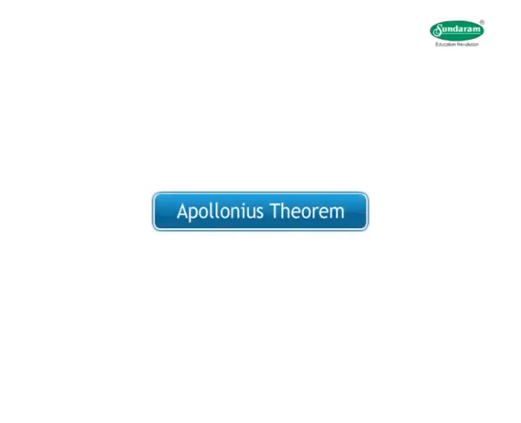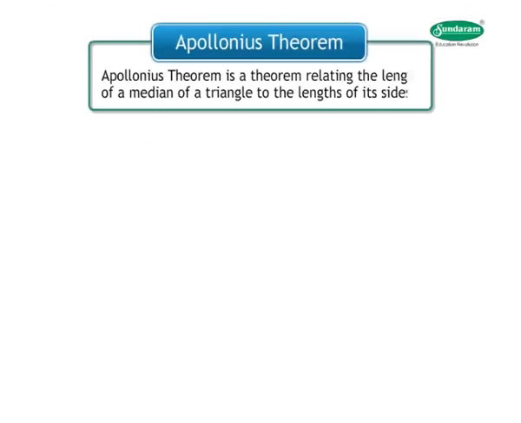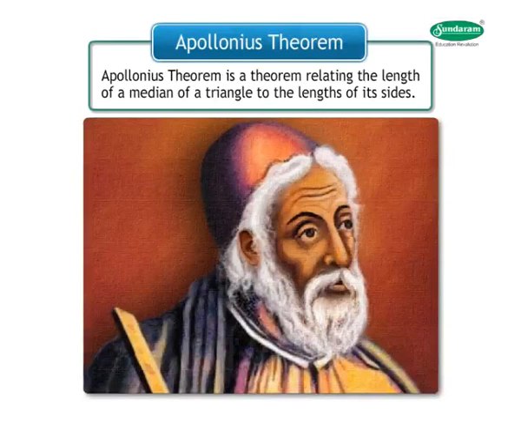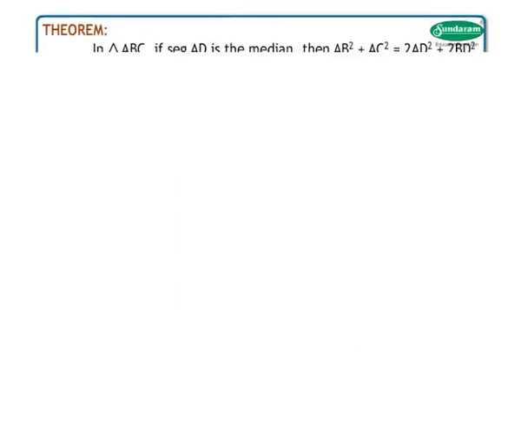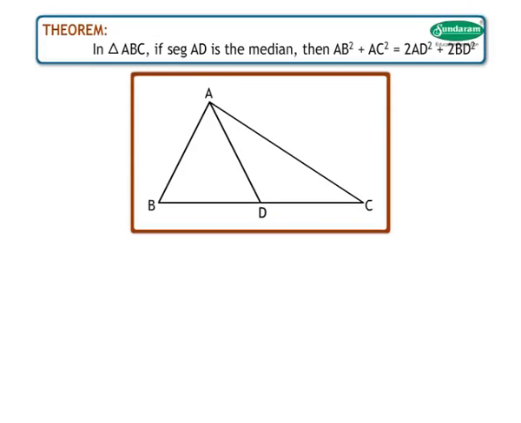Coming to the Apollonius Theorem. Apollonius Theorem is a theorem relating the length of a median of a triangle to the length of its sides. The theorem is named after Apollonius of Perga. In triangle ABC, if segment AD is the median, then AB square plus AC square is equal to 2AD square plus 2BD square. Here, we shall prove this theorem for an acute angled triangle using the applications of Pythagoras theorem.